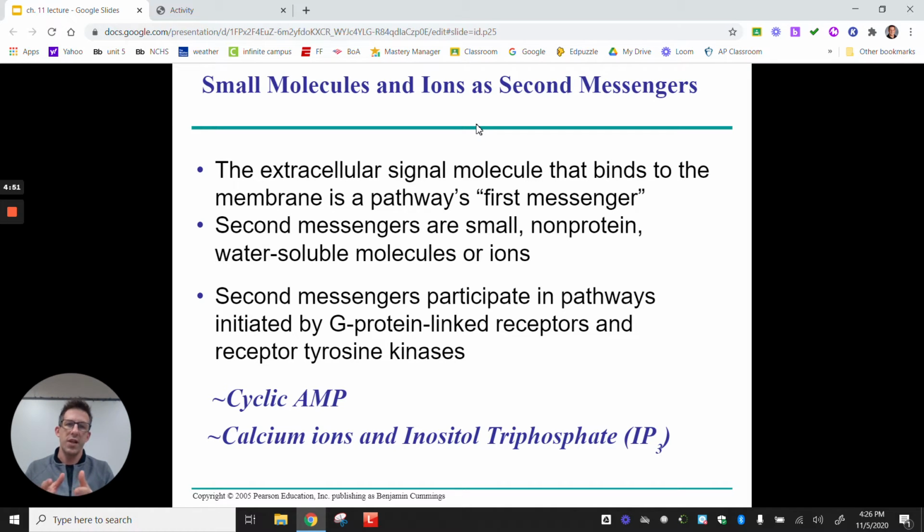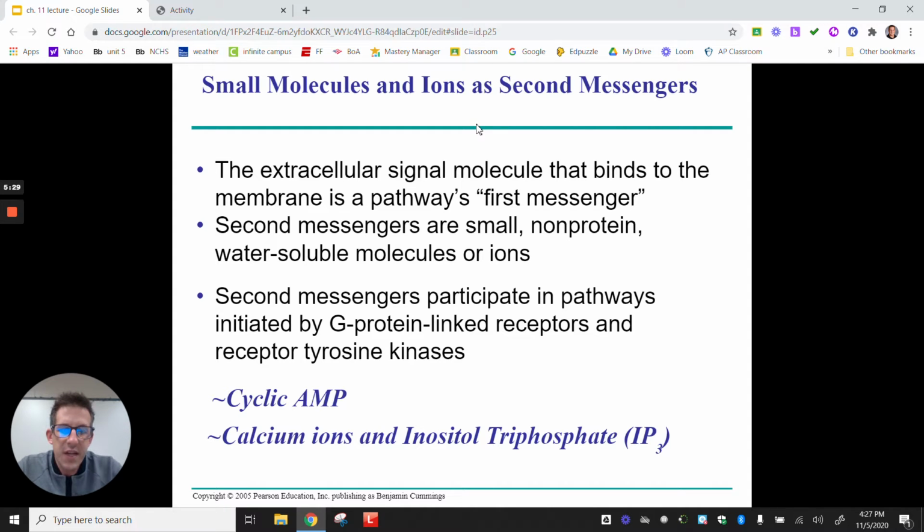So that very first ligand signal, the chemical signal that is seen on the outside of the cell and interacts with one of our receptors, we can call that the first messenger, okay? And these second messengers basically take the interaction of that first message and the receptor, and they relay that message to the pathway, okay? And oftentimes these are small, non-protein, water-soluble molecules or ions, so they're primarily found inside of the cell. They don't diffuse into the cell. They're kind of just found right underneath the cell membrane.